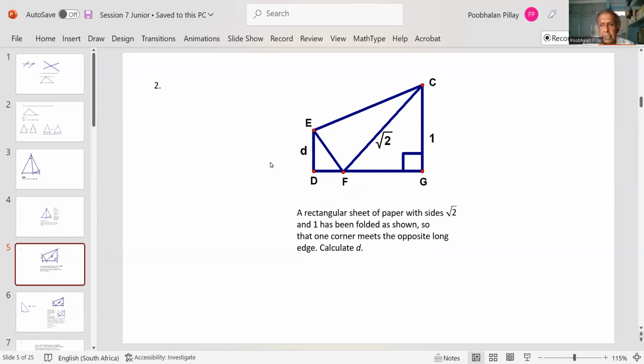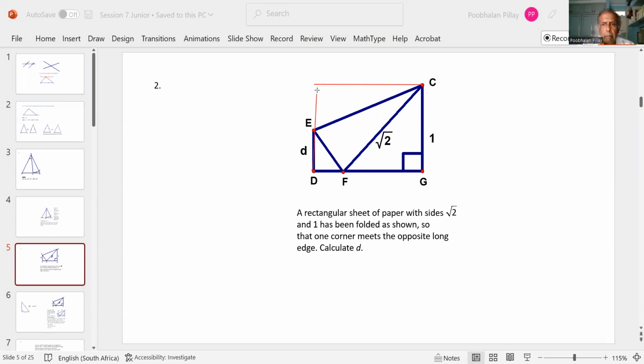Right, it says a rectangular sheet of paper with sides √2 has been folded as shown. Now, you can't see the paper here, but let me draw what the paper would have been originally. The paper would have been like this. There was a rectangular sheet of paper, just like an ordinary A4 paper. And it's a rectangle.